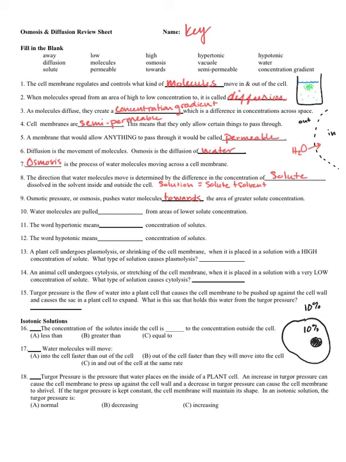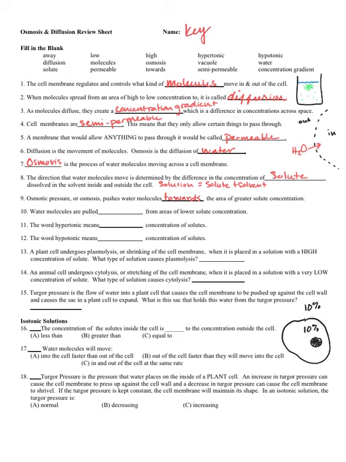Number 10 says water molecules are pulled away from areas of lower solute concentration. So the goal of diffusion is always to reach equilibrium so that it's equal throughout a space, or so that a solute is distributed equally. And so water will be pulled away from areas of low concentration or move towards areas of high concentration.